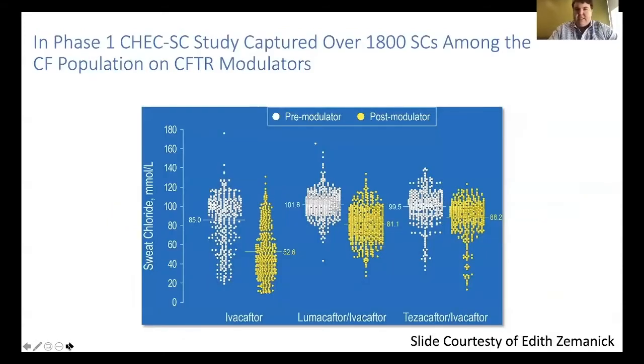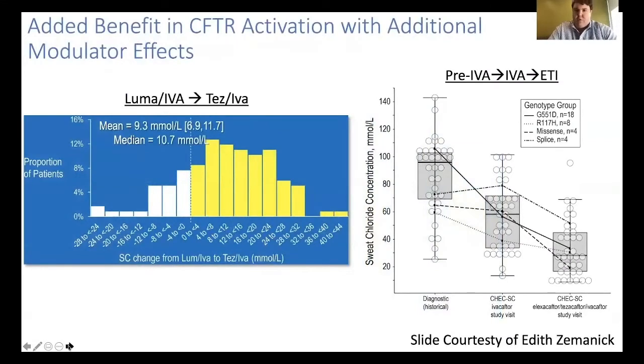In the phase 1 study, those investigators were able to show a significant understanding of the variability of responsiveness in patients both on and off modulators, as shown by this work, and perhaps more importantly, have begun to understand the role of sweat chloride as a biomarker of additive effects of various modulators. For instance, on the left, switching from lumacaftor-ivacaftor to tezacaftor-ivacaftor for patients who are eligible for that drug, which demonstrated an incremental improvement in sweat chloride reduction.